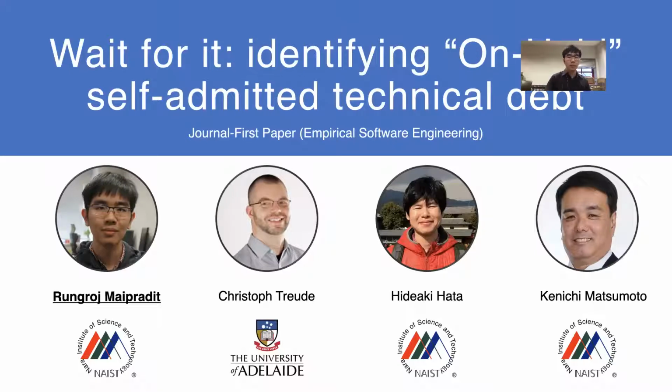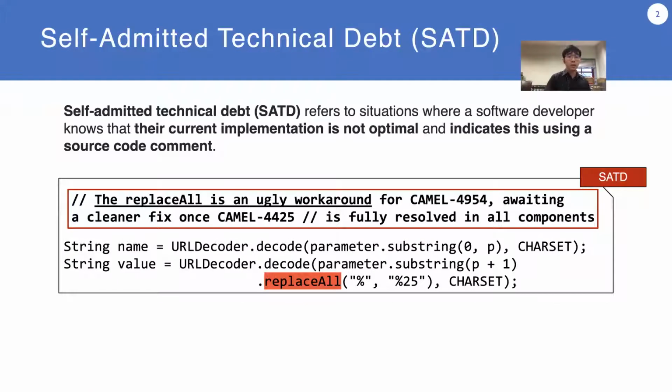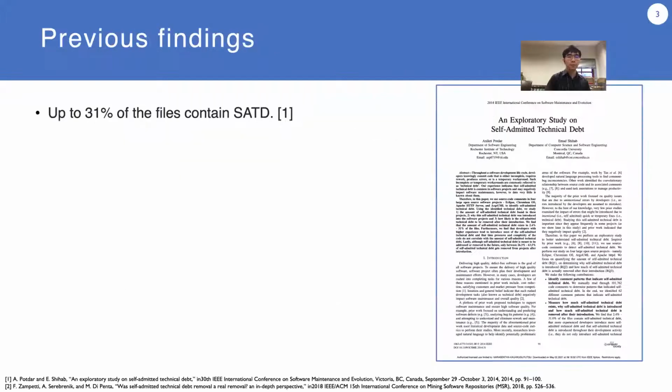Today I would like to present my journal first paper, Identifying On-Hold Self-Admitted Technical Debt. So first, what is self-admitted technical debt? Self-admitted technical debt, or SATD, refers to situations where software developers know that their current implementation is not optimal and indicate this using source code comments.